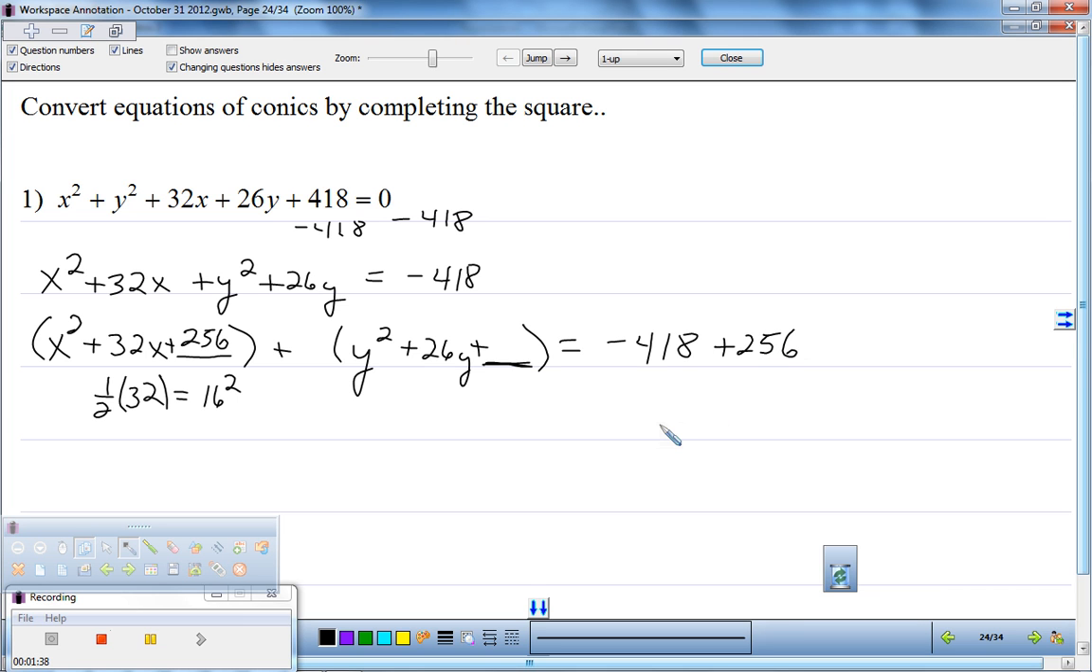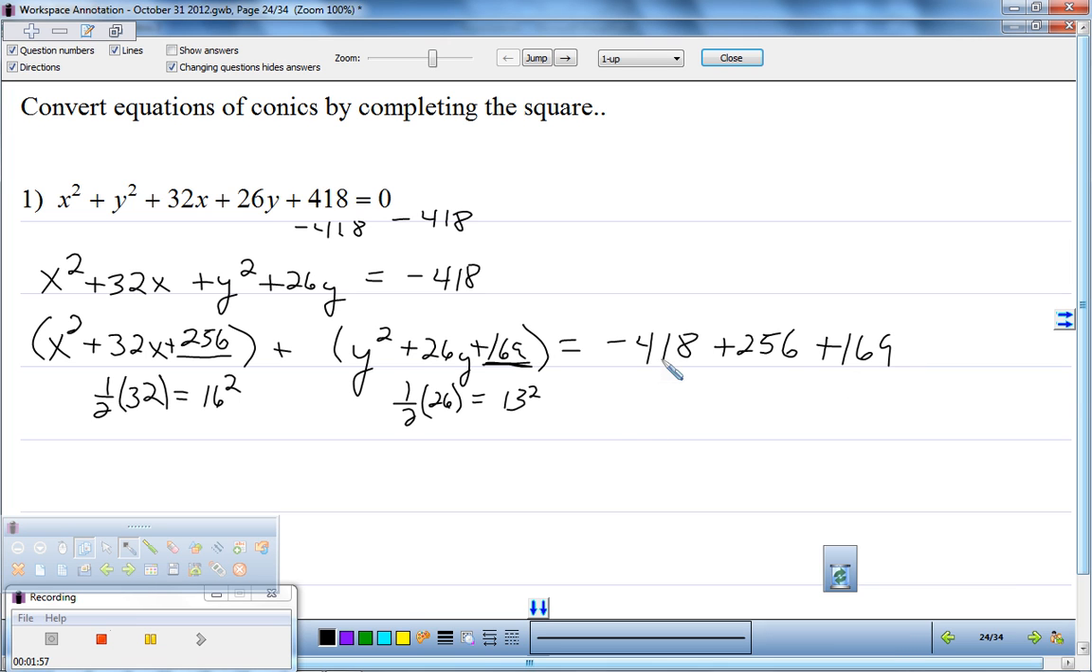Okay, now we're going to do the same thing for the 26. We're going to half it. We get 13. And then we're going to square it, and we get 169. Now, just like we did before, when we add it in here, we got to add it to this side as well. So we end up with 169.